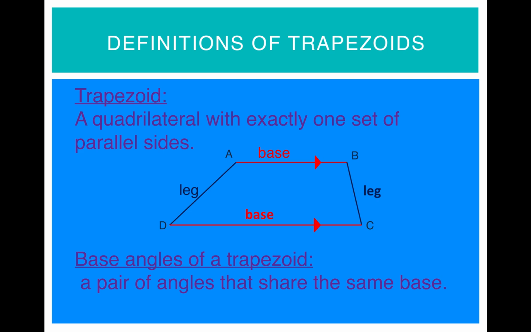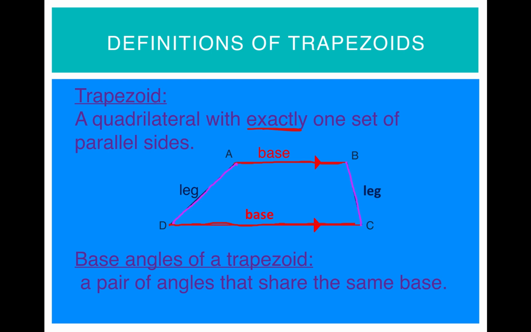We call these one set of parallel sides the bases, and you can see the bases right here are red. I'm just highlighting them in red so you can see them again. Those are our bases. They have exactly one set of parallel sides, no more than one, no less than one. We call those our two bases. Our other sides that aren't parallel, we call our legs. So in this diagram, that would be AD and BC.